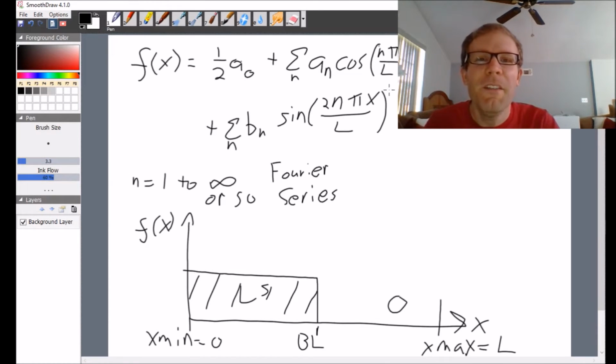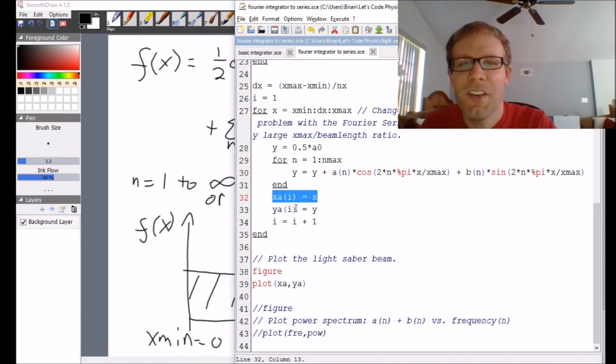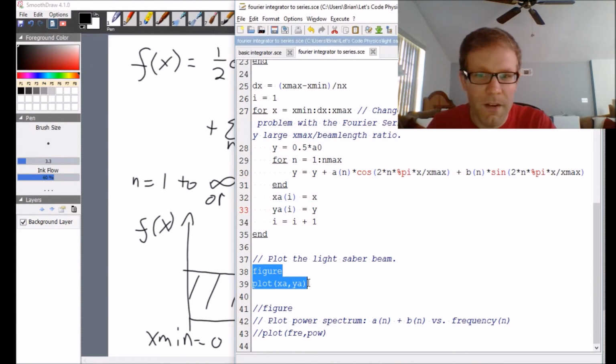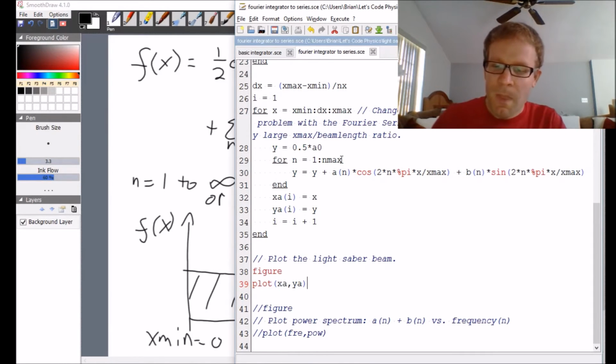Let's see. Anyways, this is being evaluated for every value of x that we're interested in. So we've got to do this within the x loop, and we need to then loop over the n values. And basically what I'm doing is I'm storing the x values in an array, and I'm storing the y values in an array so that we can graph them later on here. And then again, we'll worry about frequency and power a little bit later on.